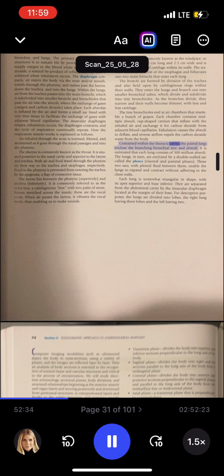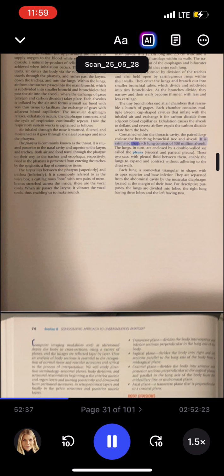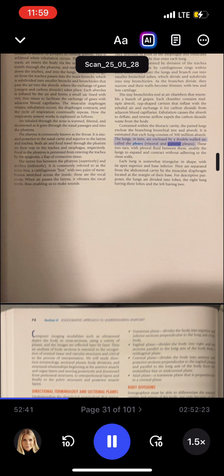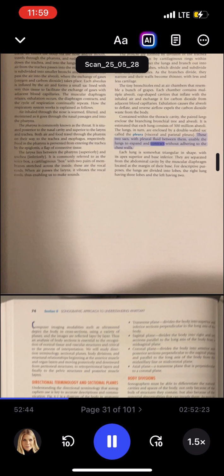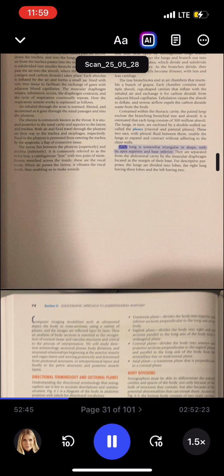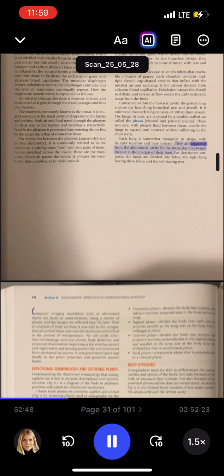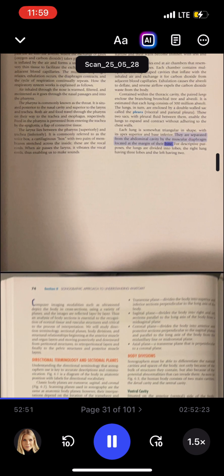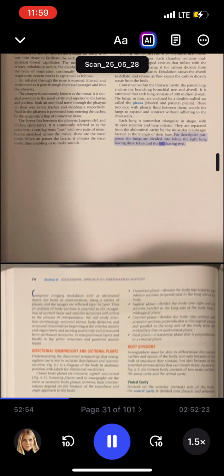Contained within the thoracic cavity, the paired lungs enclose the branching bronchial tree and alveoli. It is estimated that each lung consists of 300 million alveoli. The lungs, in turn, are enclosed by a double-walled sac called the pleura, visceral and parietal pleura. These 2 sacs, with pleural fluid between them, enable the lungs to expand and contract without adhering to the chest walls. Each lung is somewhat triangular in shape, with its apex superior and base inferior. They are separated from the abdominal cavity by the muscular diaphragm, located at the margin of their base. For descriptive purposes, the lungs are divided into lobes, the right lung having 3 lobes and the left having 2.